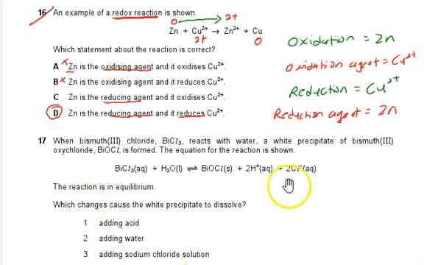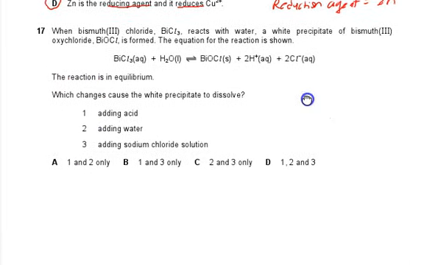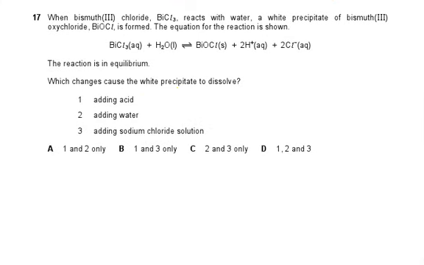Okay, now we go to number 17. When bismuth chloride reacts with water, a precipitate, bismuth oxychloride, is formed. The equation for the reaction is shown. The reaction is in equilibrium, which changes cause the white precipitate to dissolve? Adding water does not have any effect because you already have it in your equation. Okay, number 2 is wrong. So your only choice is B, which is 1 and 3.